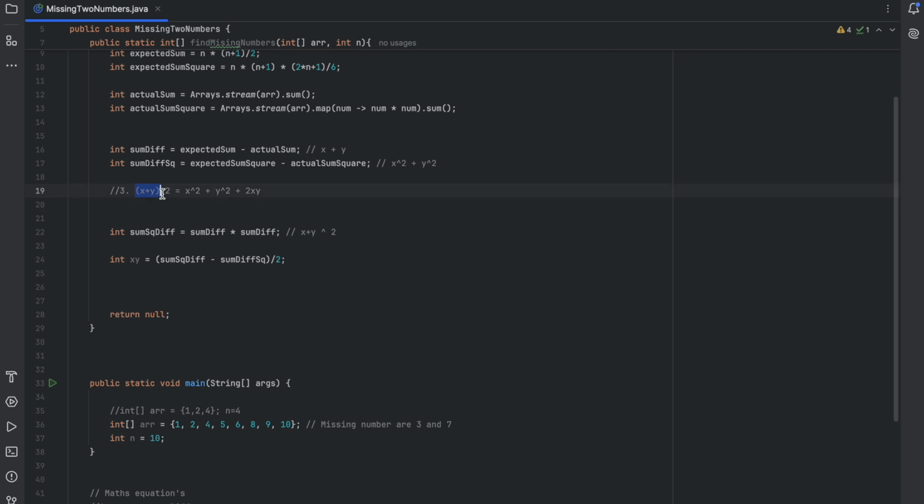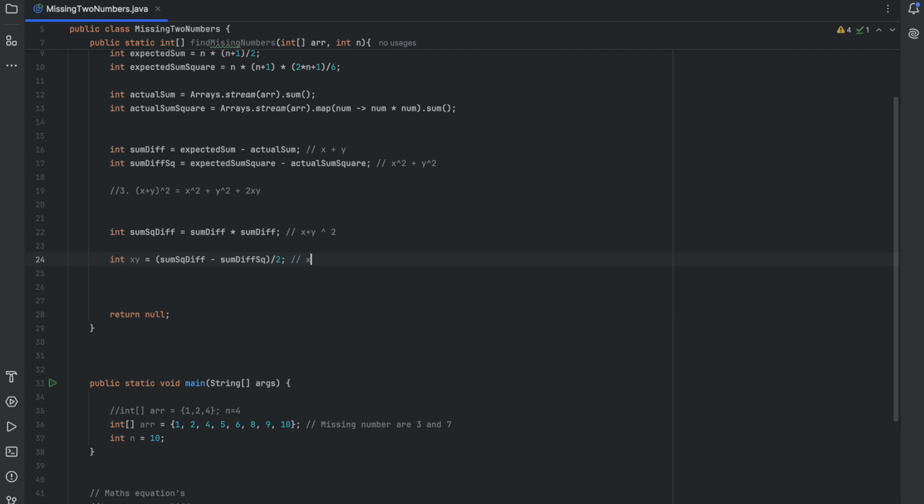We have this value x plus y square, which is the sum difference, minus xy divided by 2. Some difference means technically this value will come here. Yeah, it is correct.